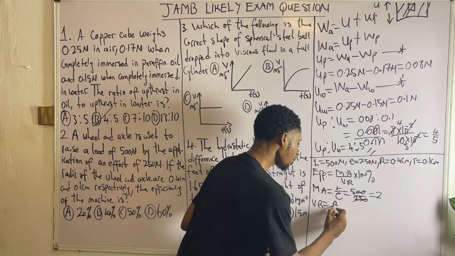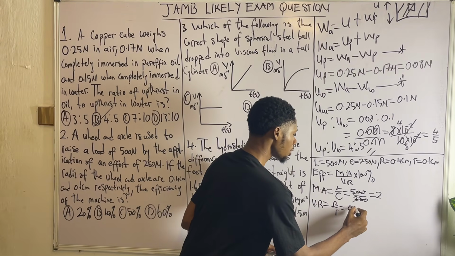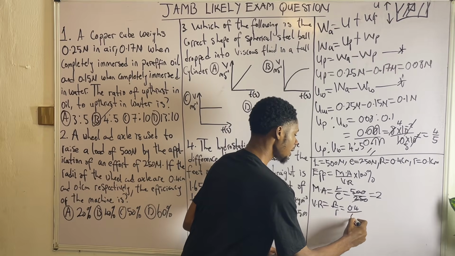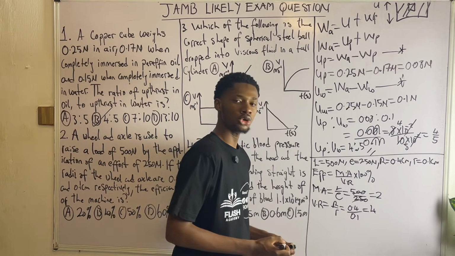Okay, that is big R over small r, and that will be equal to 0.4 centimeter divided by 0.1. Okay, and that will be equal to what now? 4. No units as well.